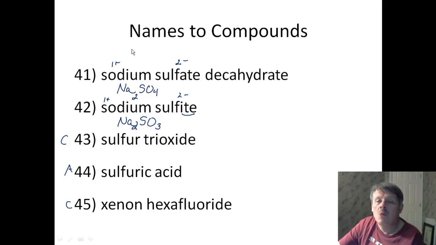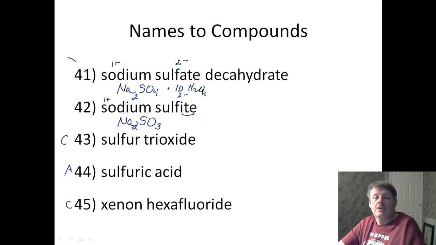The top one, however, is a hydrate. So you'll notice that it has 10 waters associated with it, because it's decahydrate. And the second one does not have any water associated with it at all. How about number 43? Number 43, we have sulfur and we have oxygen, but we have 3 of them. It's sulfur trioxide, so it's SO3.